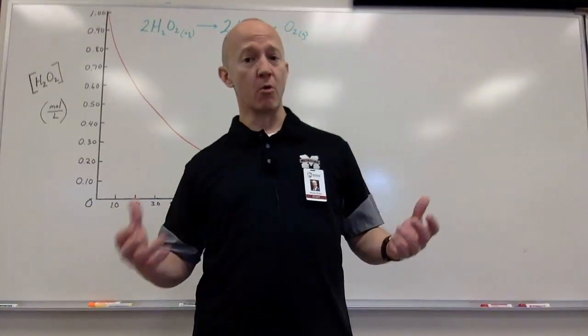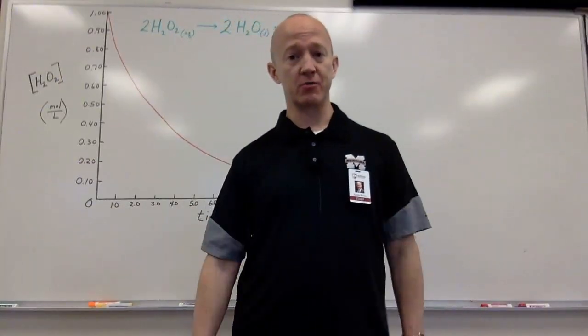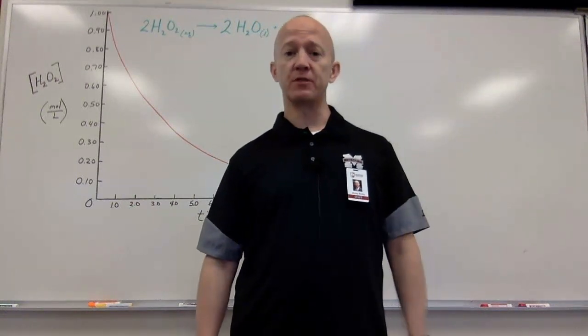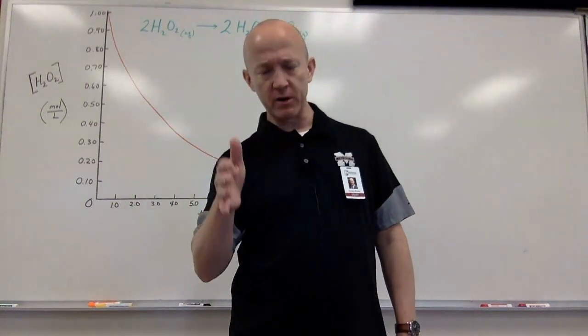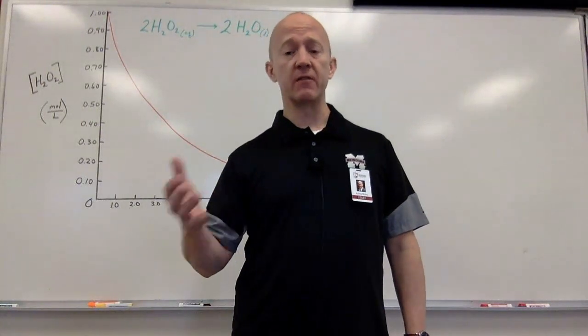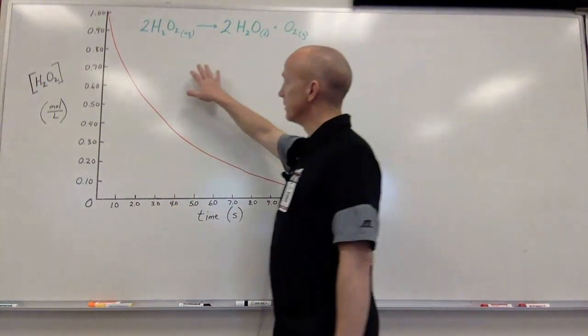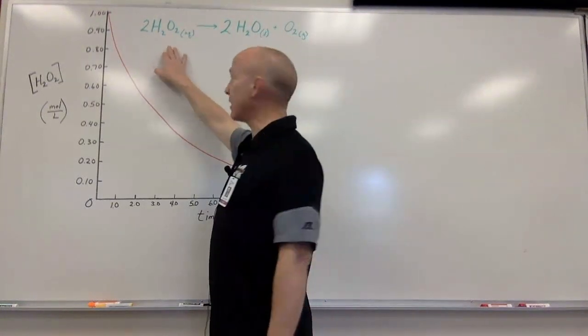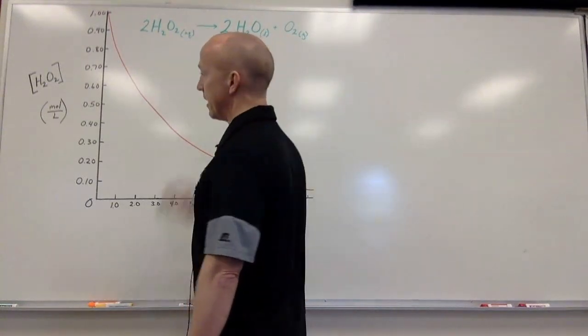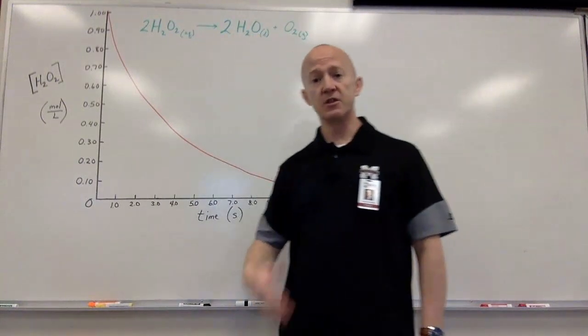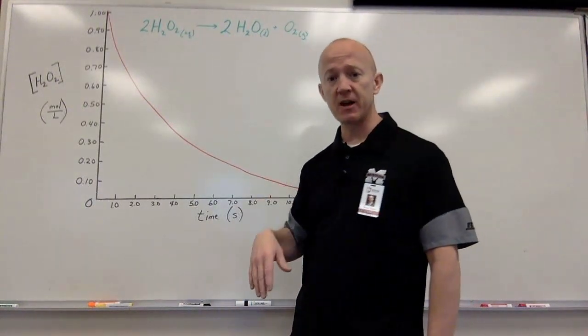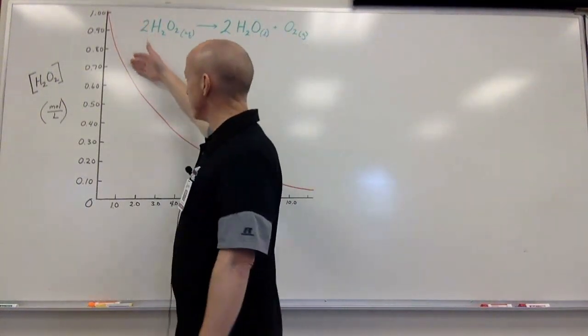Sometimes we need to know more than just the average reaction rate. It may be important for us to find out what the rate is at a certain point in time so that we can have a better understanding of that reaction. Take, for instance, this reaction, the decomposition of hydrogen peroxide to form water and oxygen gas. This rate doesn't stay the same over time. It will change, as you can see on this graph.